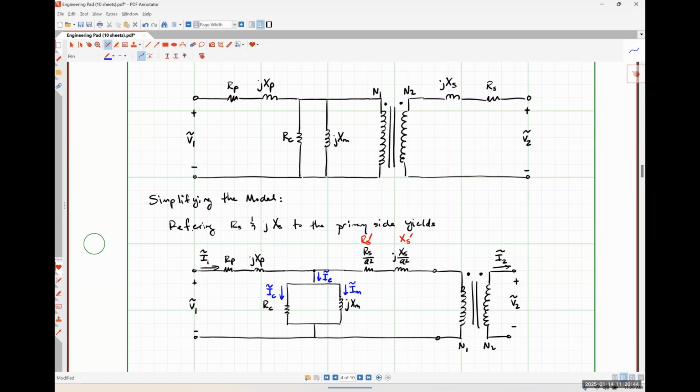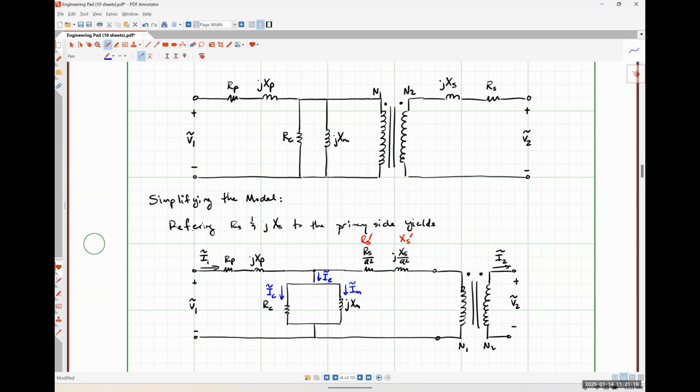So IE is the excitation current, which is effectively what we need to have. Our transformer needs to be excited or energized in order for it to work, essentially. Then we have our core current, which is the portion that's responsible for our core losses. And then we have our magnetization current, which is the portion that's responsible for magnetizing our core.